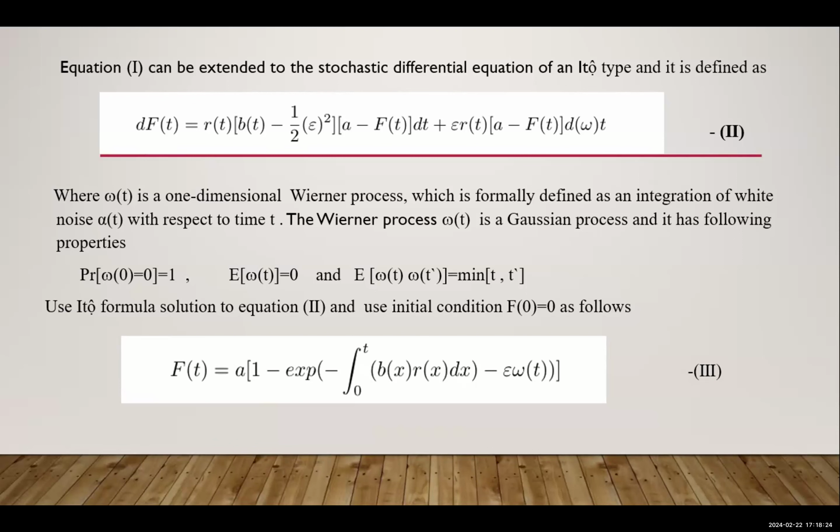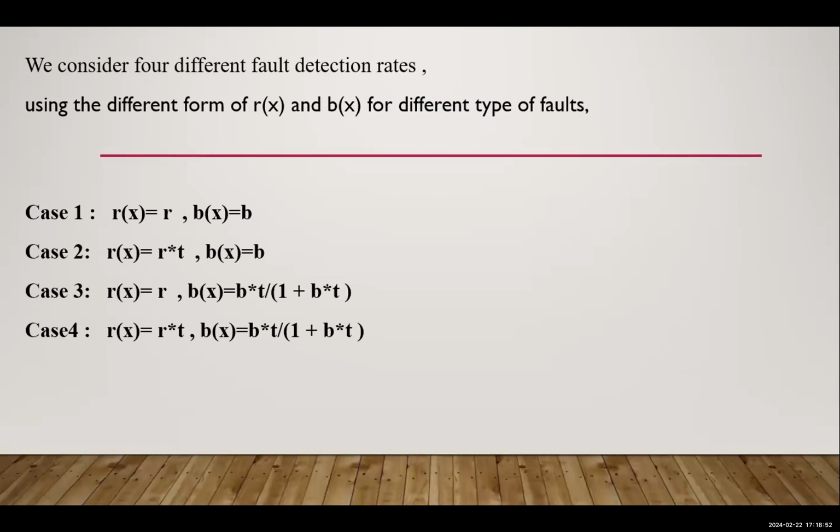omega t is a one-dimensional Wiener process with the following conditions, such that the Wiener process at the initial time t0 is 0 with certainty, and the expectation of the Wiener process W(t) equals 0, and the Itô equation is solved by using the initial condition f0. At the initial condition f0 equal to 0, we get the equation f of t, equation number 3.